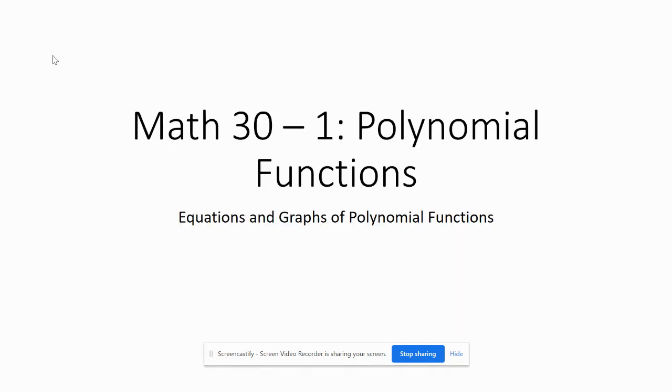All right, guys, this is the last topic in the polynomial functions unit. It's called equations and graphs of polynomial functions.